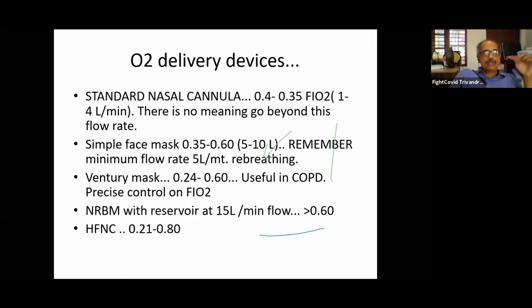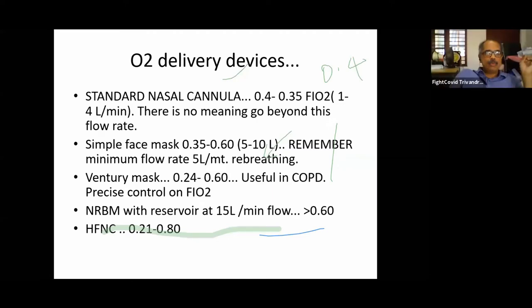There are so many oxygen delivery devices available. The standard, usual, common one is the standard nasal cannula. Through a standard nasal cannula, we can supplement around 35 to 40% oxygen, which corresponds to an FiO2 of 0.35 to 0.4, if you are giving 1 to 4 liters of oxygen. Remember that if you go beyond 4 liters per minute, it is not going to improve the FiO2. So there is no meaning in supplementing through a cannula at a flow rate of 10 or 15 liters, because there is a limit for the FiO2 for the nasal cannula.